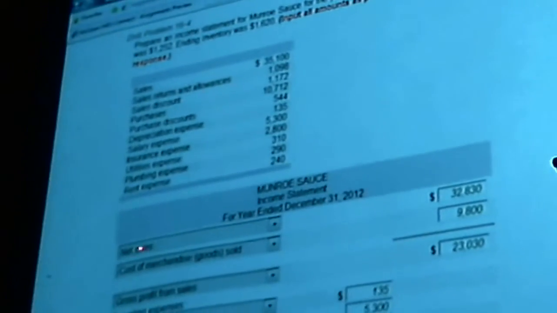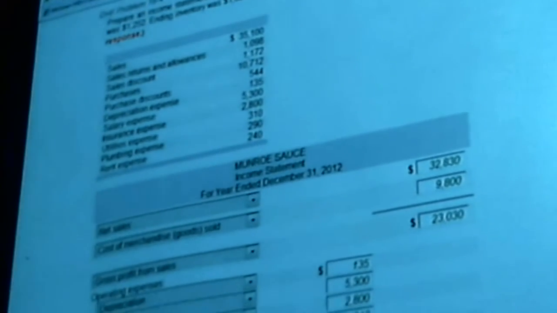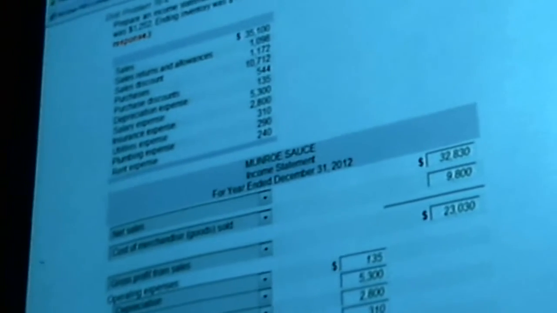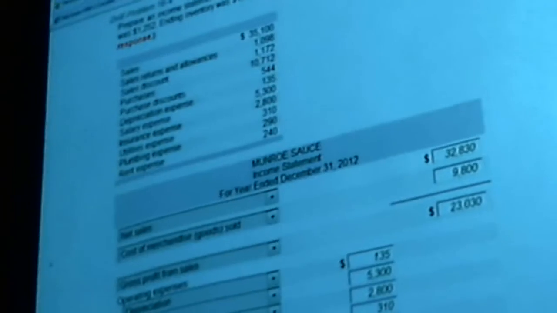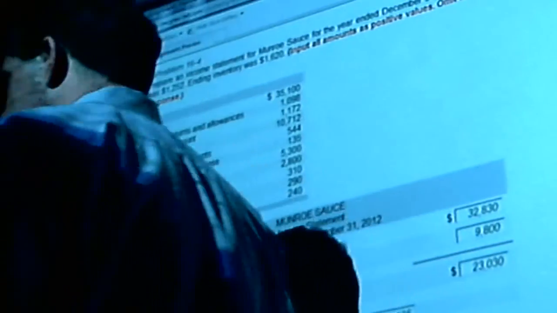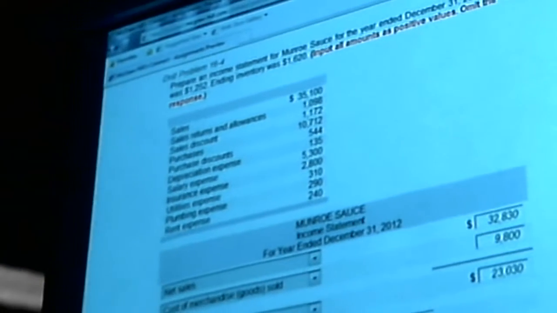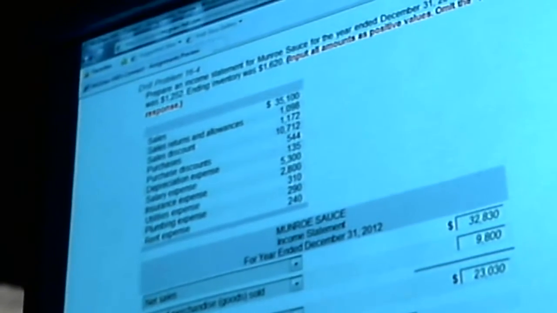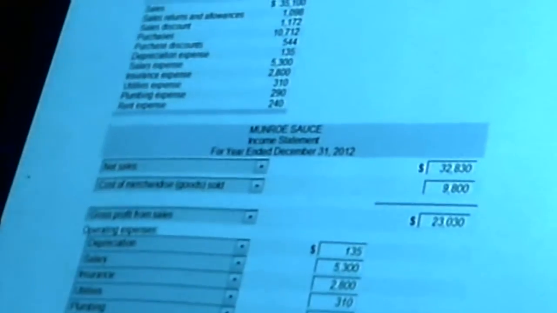Net sales equals cost of goods sold, net sales equals gross profit. So you have to know these formulas. You're going to use these. That's why we spend so much time on it. So net sales. How do we get net sales? She just said it back there. Gross sales minus sales returns minus sales discounts equals net sales.